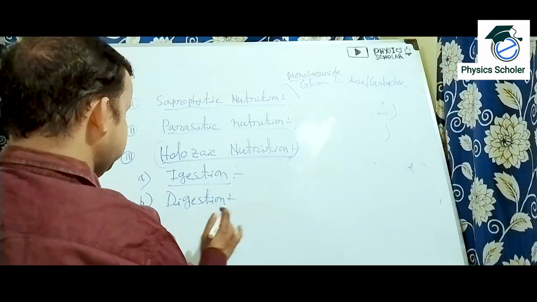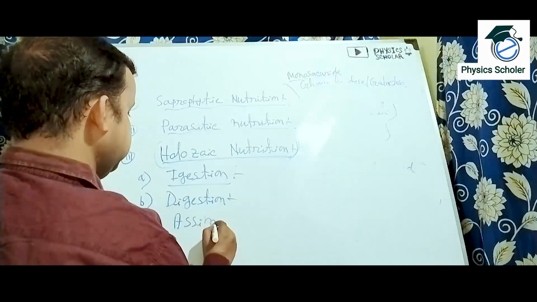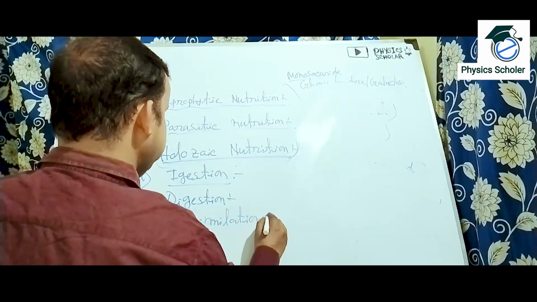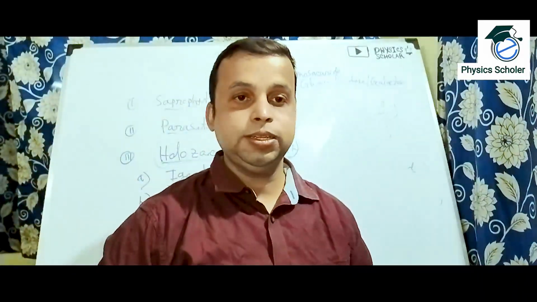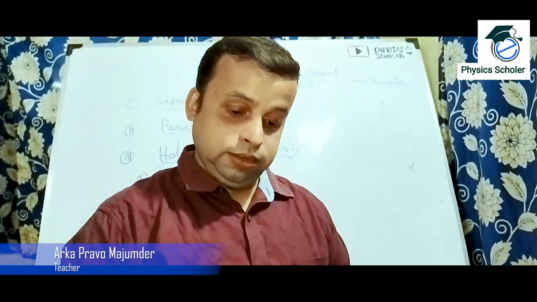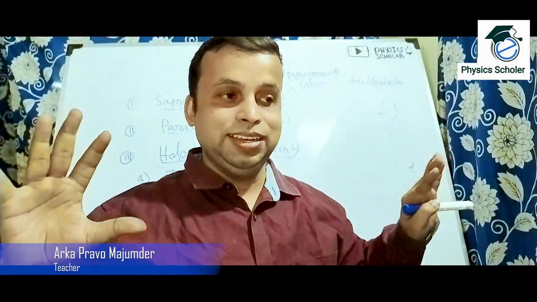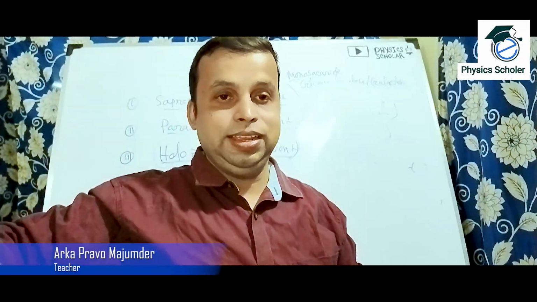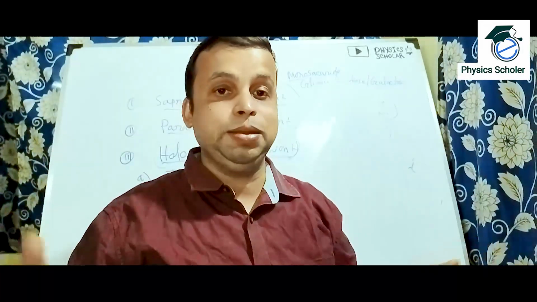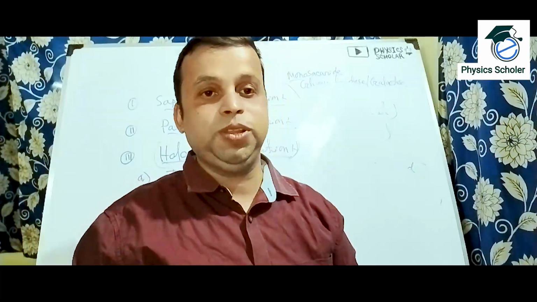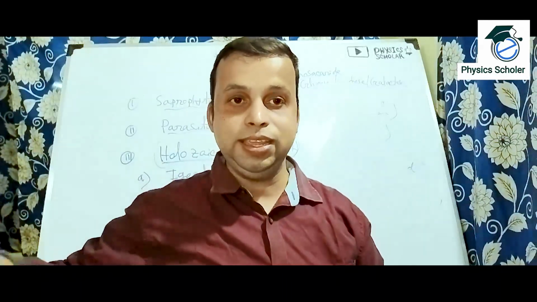Now, assimilation. Assimilation means what? The food is digested. Already the simple form is prepared. Now what will happen? The food should enter our cells, so that it can be burnt over there in the process of respiration and energy can be released. So that is known as assimilation: the simple form of food after digestion being absorbed by the cells of our body.